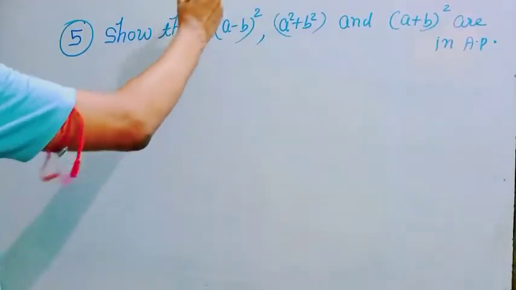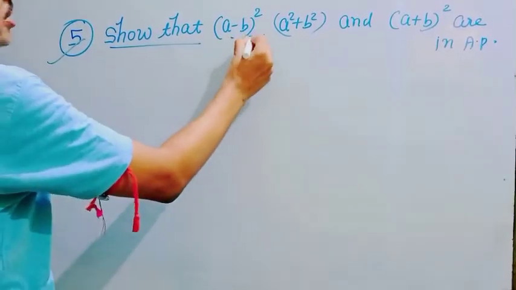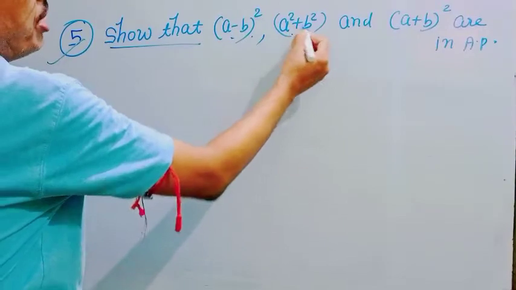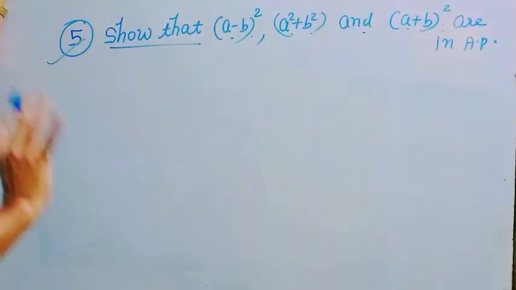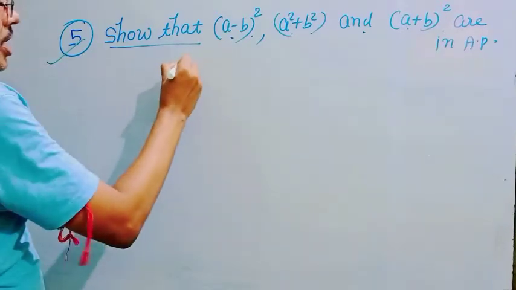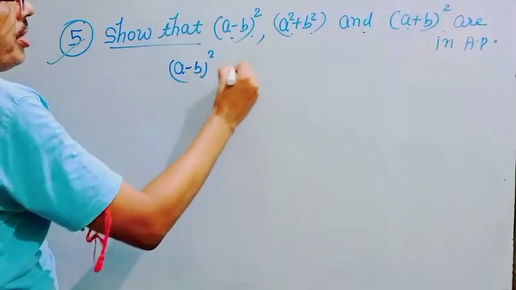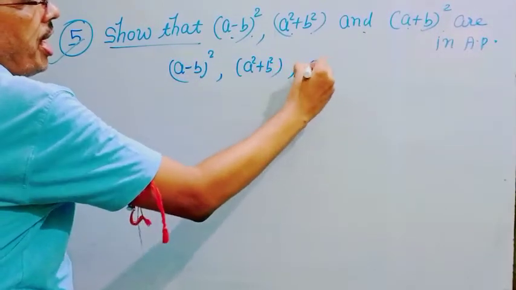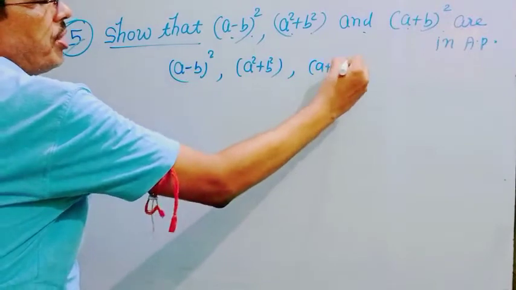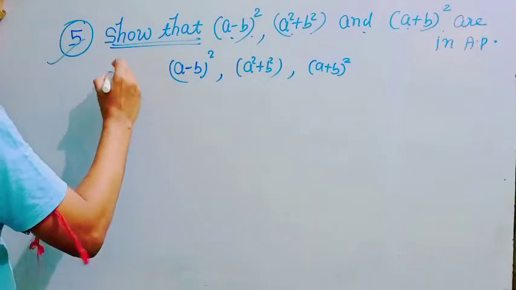Now question 5 of exercise 5B: show that a minus b whole square, a square plus b square and a plus b whole square are in AP. So dear student, it is given that a minus b whole square, a square plus b square and a plus b whole square are in AP.